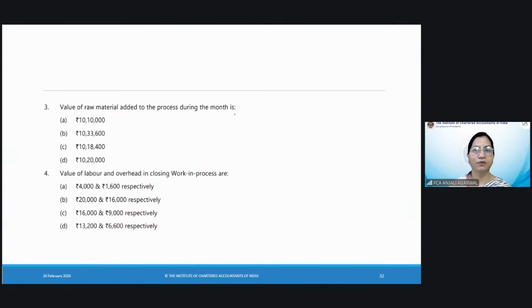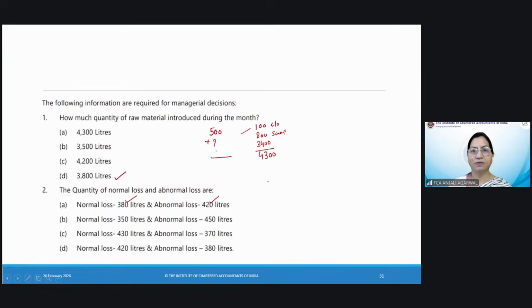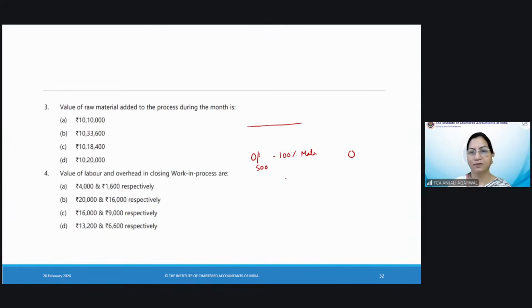Value of raw material added to the process during the month. So, all right. Opening WIP was 100% complete as far as material is concerned. So in this process, I have put 0. We are following FIFO method. Units transferred in the next process is 3,400. So out of these 3,400, 500 were of opening stock and 2,900 would be from current production. Units introduced and completed would require 100% of raw material.